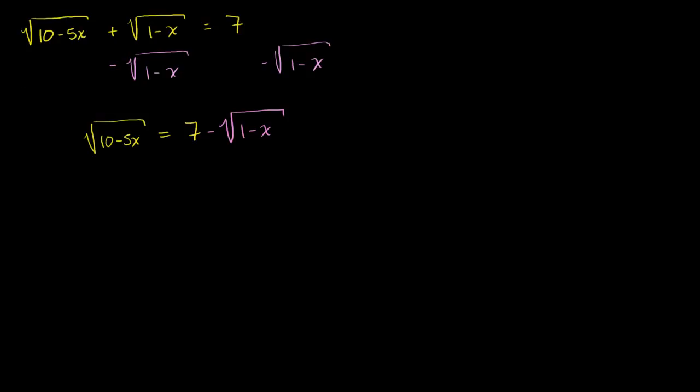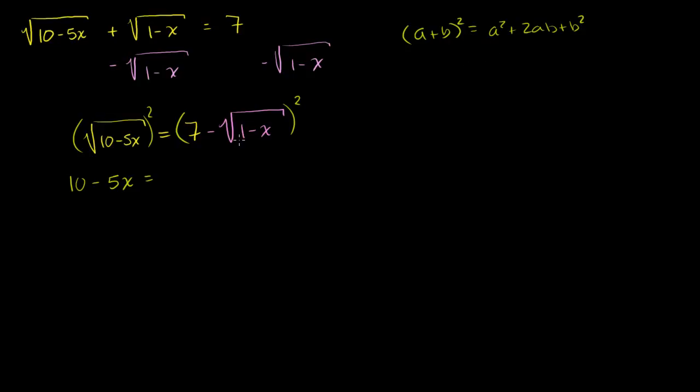Let's square both sides of this equation. So the square root of 10 minus 5x, squared, is just going to be equal to 10 minus 5x. And this is going to be equal to this expression squared. Now, this might look a little daunting, but you just have to remember that a plus b squared is equal to a squared plus 2ab plus b squared. In fact, you don't have to remember it. You could actually multiply it out if you ever forget this.